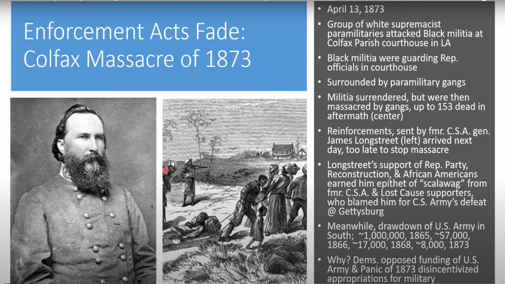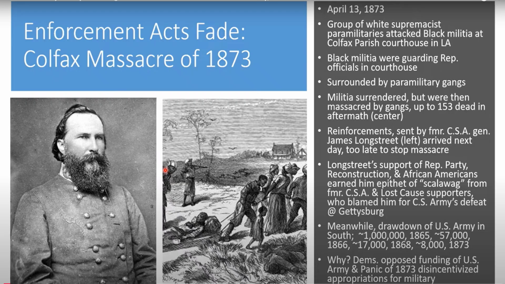Additionally, again, the U.S. Army is needed in other parts of the country. They're needed out west to fight Native Americans. They're needed in the north to deal with labor unrest in the 1870s. So Reconstruction begins to fade in the 1870s in Grant's second term, as well as the Enforcement Acts. And you can really see this with the Colfax Massacre of 1873. This takes place in Colfax Parish in Louisiana. They call counties parishes in Louisiana. It's a legacy of the French tradition, the French civil law tradition in Louisiana.